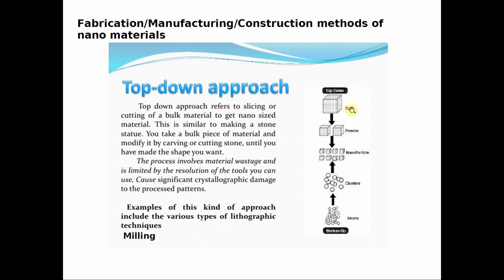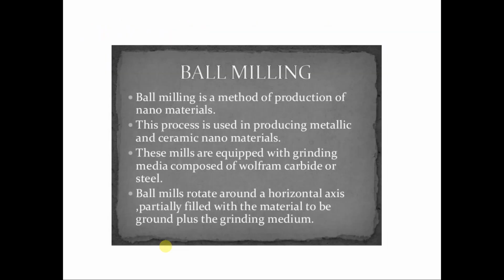What happened in this figure is that from bulk material it became a powder, and from a powder we came to a nano particle or a nano size of the same bulk material. So there are two methods which are employed. One is the lithographic technique and another one is milling. I'll be covering lithography sometime later in another unit, not here. I'm going to talk about milling, or basically ball milling.